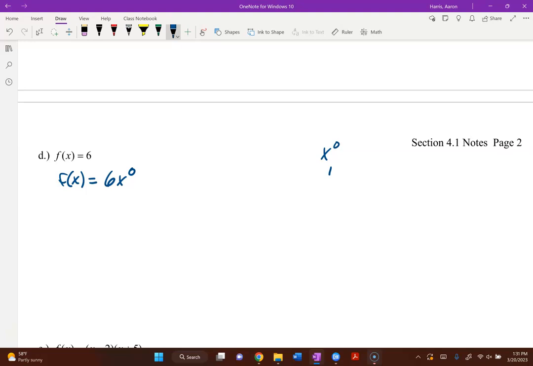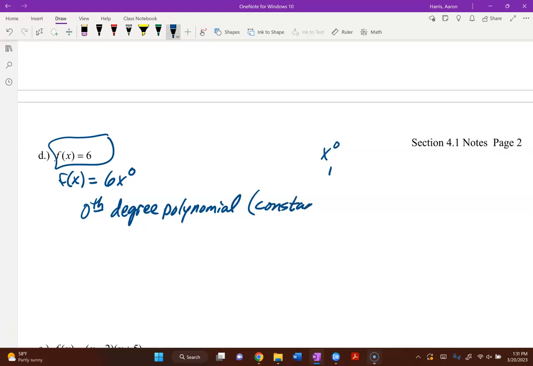Yep. This is a 0th degree polynomial because the leading coefficient is also a real number. That 6 is a real number. 0th degree polynomial, y equals 6. That's just a constant. 0th degree is just a constant. How many terms do you have? Just one. There's just one term here. So it's a polynomial with one term. We call that a monomial. It's referred to as a monomial.